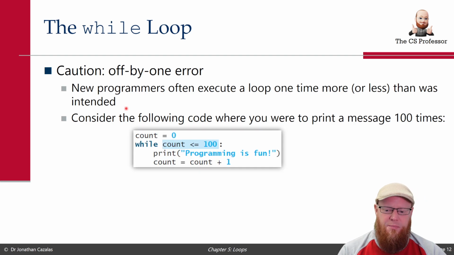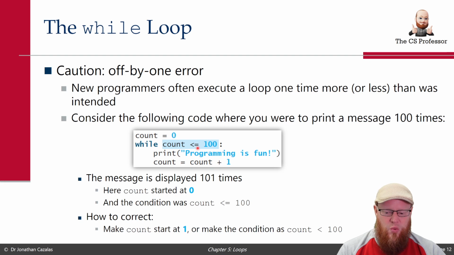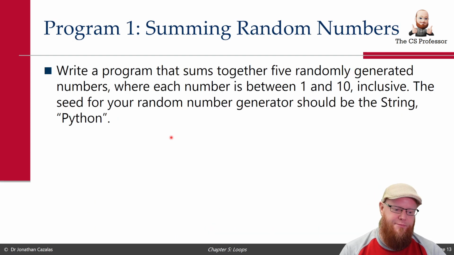So here's the same example. This would actually print 101 times because it's starting at 0 and it's going to continue printing as long as count is less than or equal to 100. So we have to be careful with that Boolean expression and know when we want to stop. If I want to continue looping while it's less than or equal to 100, no problem, in which case I should have started my count at 1.